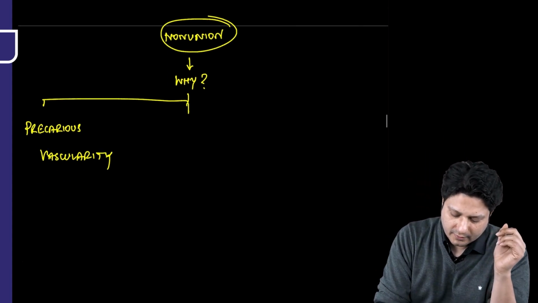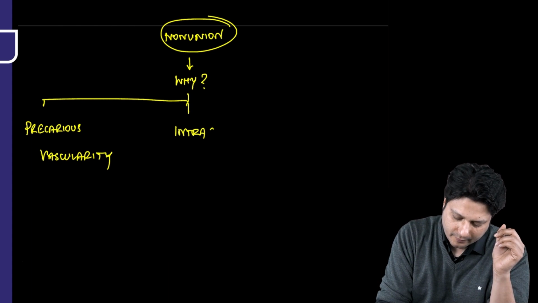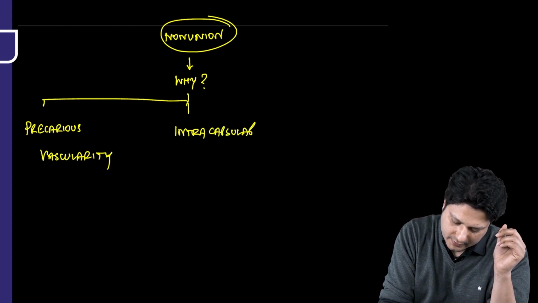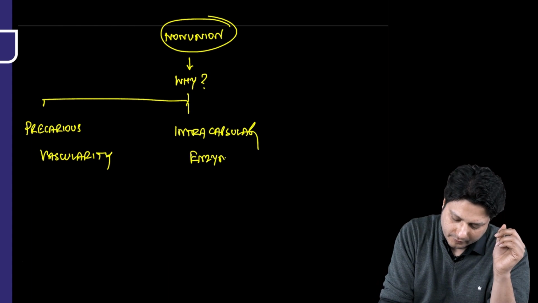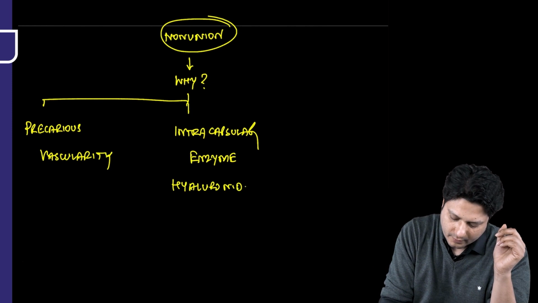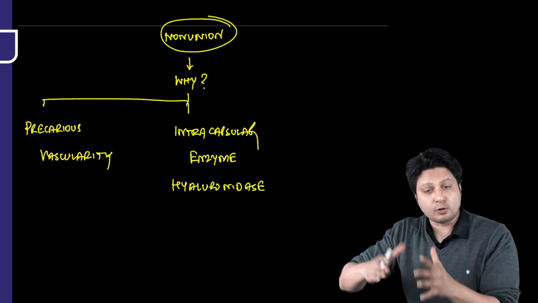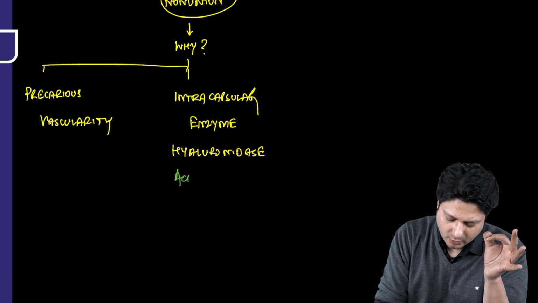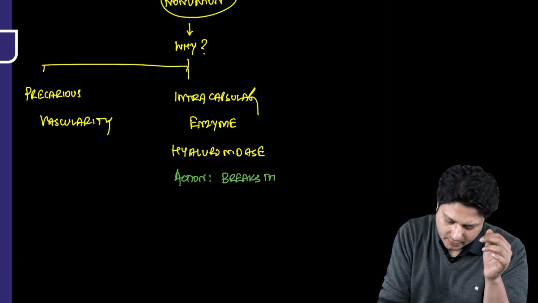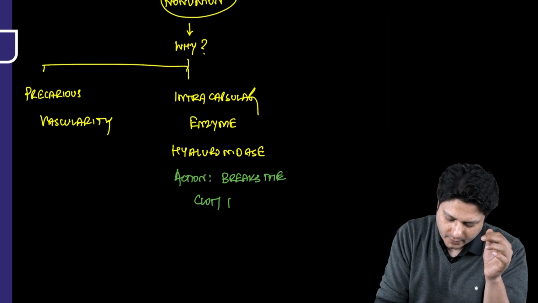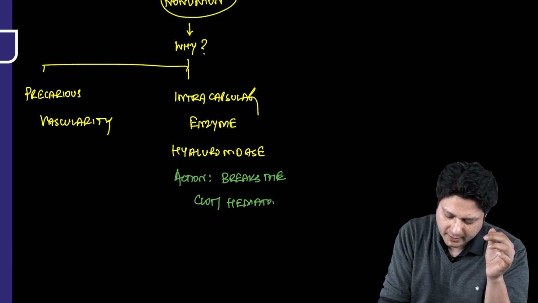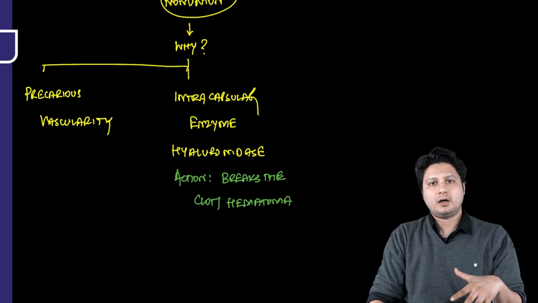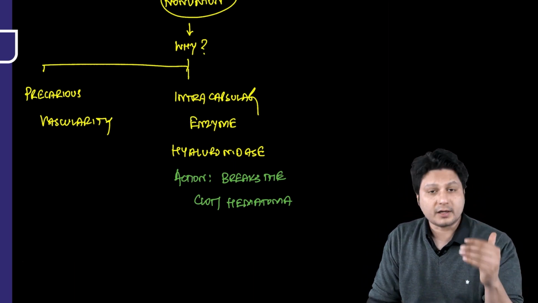The second reason is that intracapsularly, there is the presence of an enzyme, that is hyaluronidase. You know, the action of this enzyme is that it breaks the clot or hematoma. It is responsible for the breakage of the clot or the hematoma. That is another reason for the non-union.